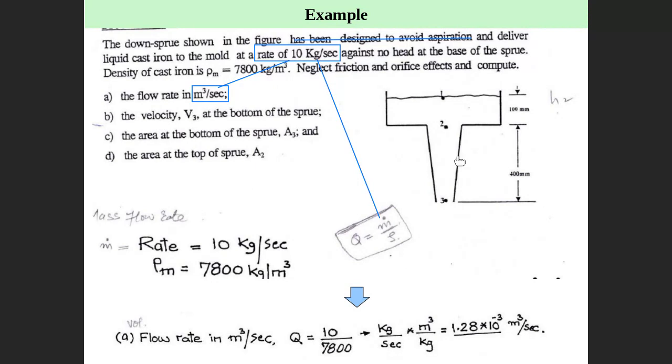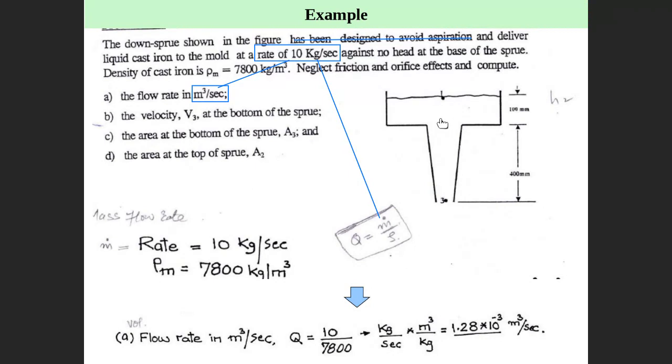Second question, we need the velocity V3 at this point. So how to solve? The dimensions are given here. He says this is the height here, h2, because this is 0.2, this is 0.1, this is 0.2, this is 0.3. Then h1 equals 100.